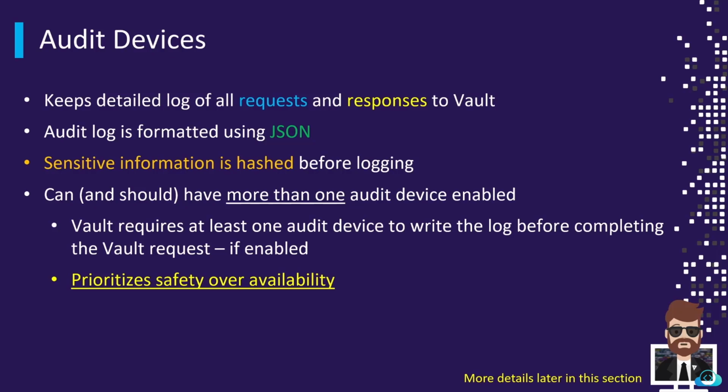For example, if you're writing a log to a local file and the hard drive fills up or something like that, and Vault can't write the data, then Vault will not respond to the client because, again, it prioritizes safety or security over availability to our users.